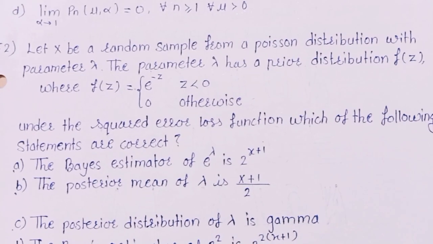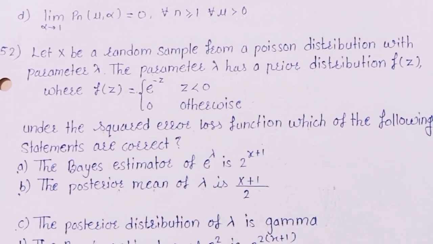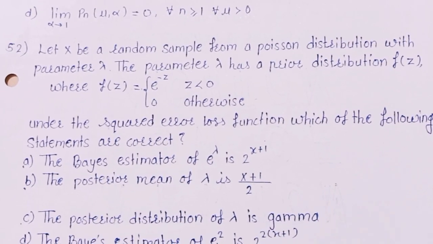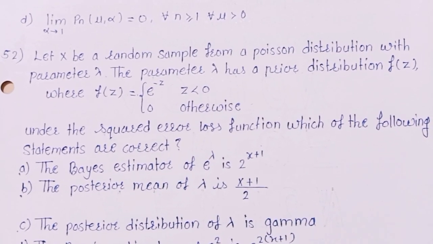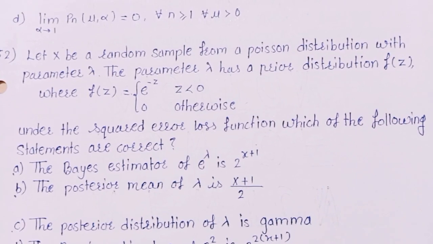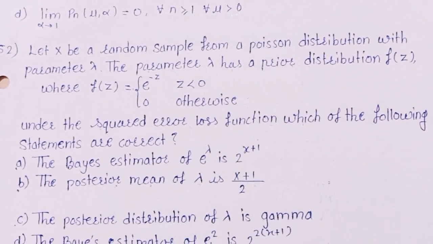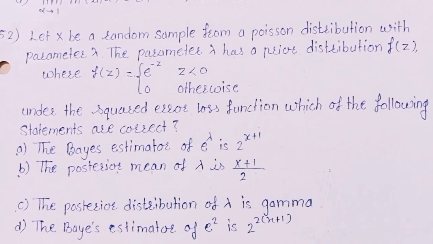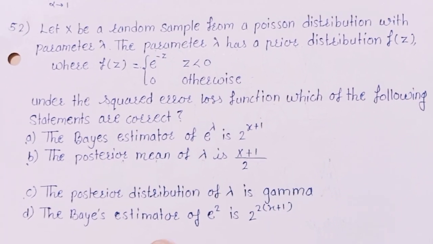Next question. Let x be a random sample from a Poisson distribution with parameter λ. The parameter λ has a distribution f(z), where f(z) = e^(−z), z > 0, otherwise 0. Under the square error loss function, which of the following statements are correct?